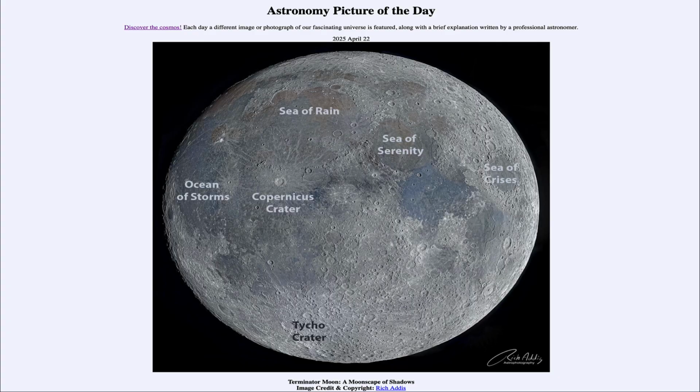So that was our picture of the day for April 22nd of 2025. It was titled Terminator Moon, a moonscape of shadows.